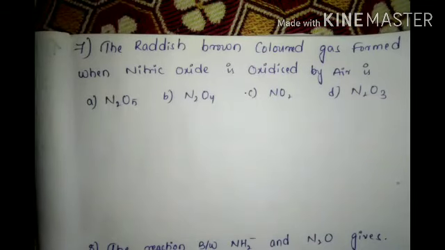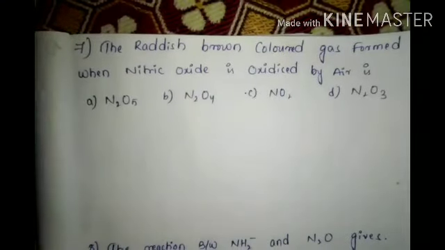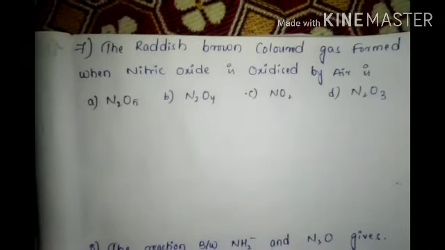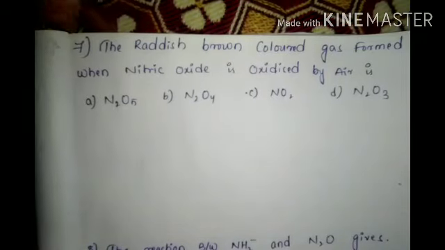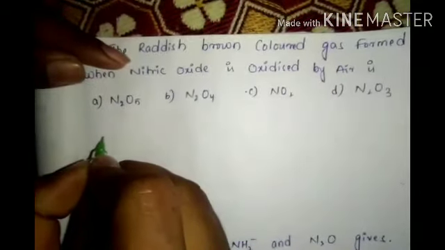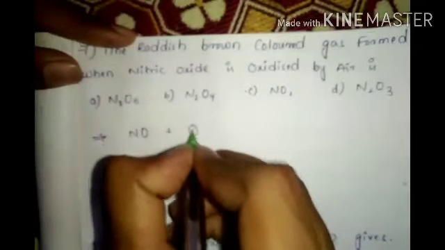Next question. The reddish brown colored gas formed when nitric oxide is oxidized by air. What will happen? So take the reaction of NO, nitric oxide, with air, which means O2.